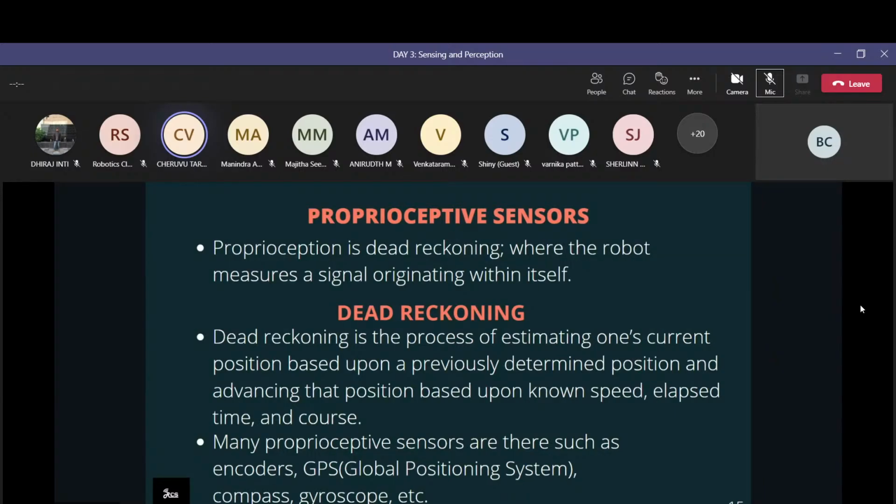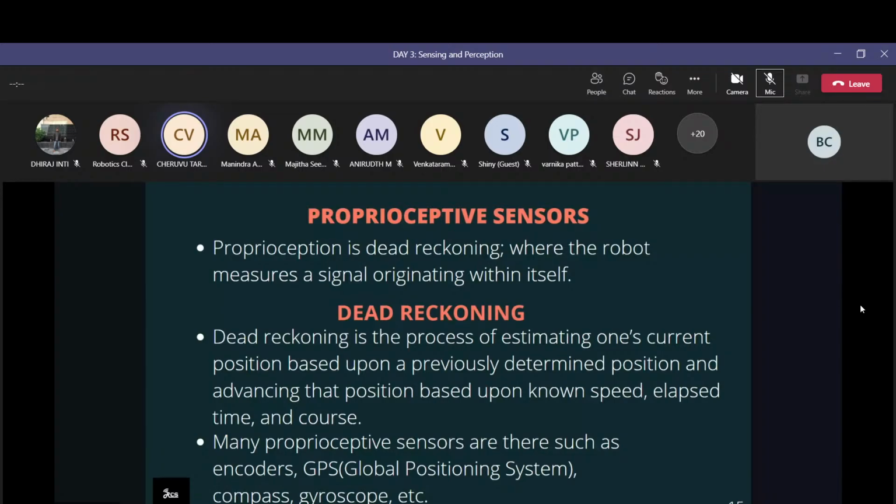Suppose it has started near my house door at a particular moment of time, and after 1 second it has reached the bedroom. I can calculate the distance from the entry door to the bedroom door, and how much time it has taken, and with the help of that I can estimate in the coming period of time, in the coming 1 second, 2 seconds, or some milliseconds, where this robot is going to be found. That's the main idea behind this dead reckoning.